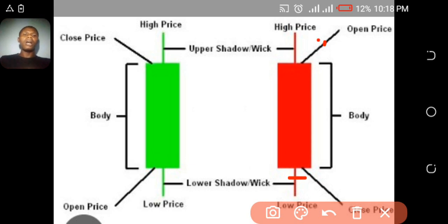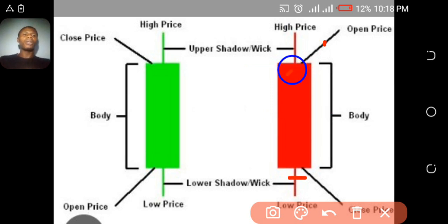We have wicks and we have the body of the candle. And okay, let's identify this candle individually first. This is actually the opening price, this is the closing price, this is the wick, this is the body, and of course the color is what? Red.